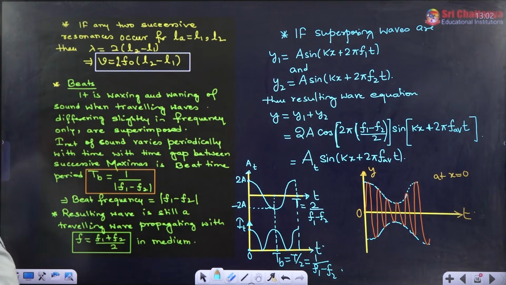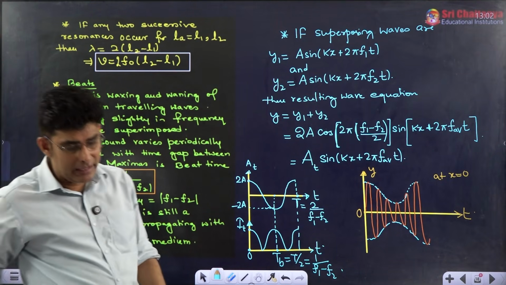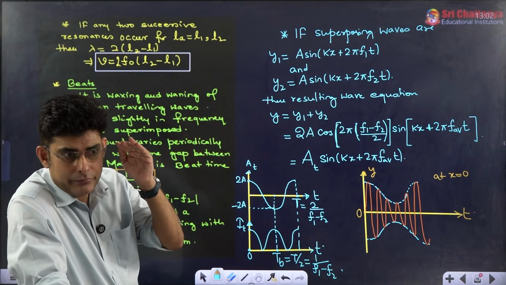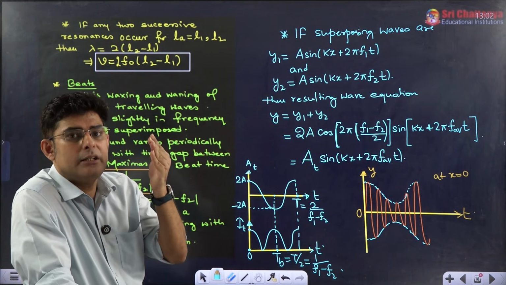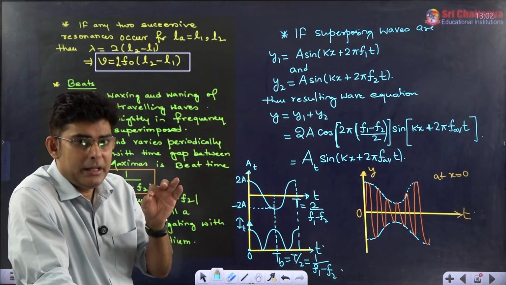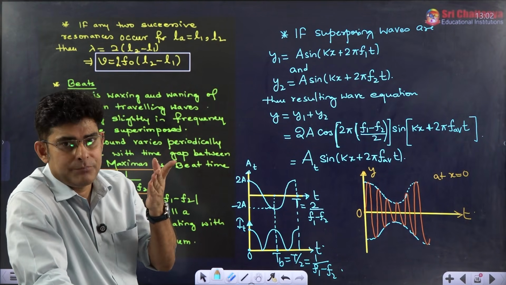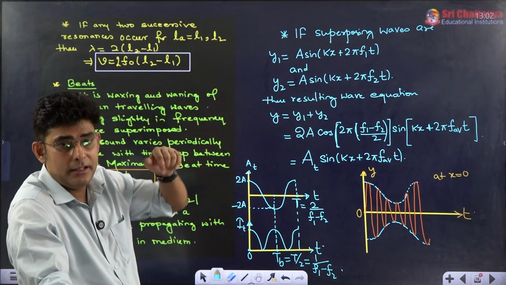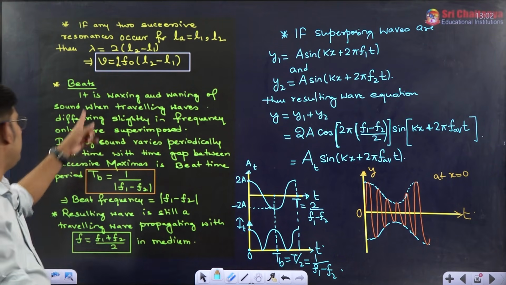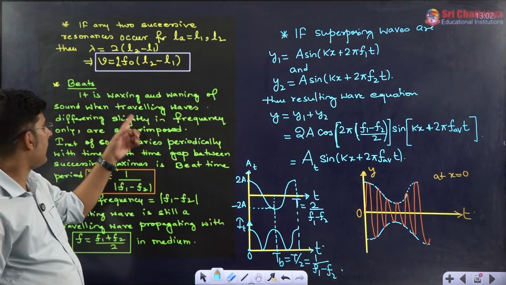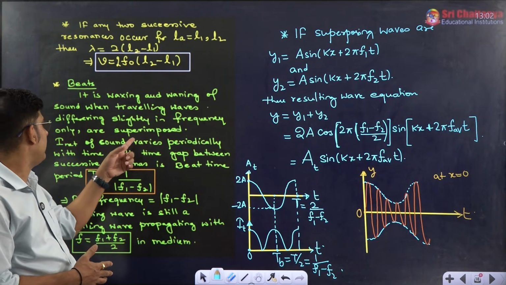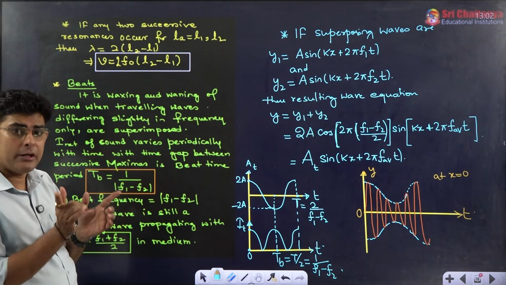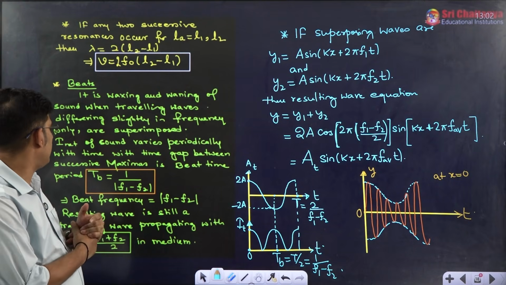Now the last point we come to is what is called beats. Sometimes when we hear sound, we can hear the variation in its intensity. At a given place, intensity will vary with time. That waxing and waning, waxing meaning increasing, waning meaning decreasing, of intensity of sound is called beats. When does it occur? When we have traveling waves differing slightly in frequency and they are superimposed. Their superposition gives us beats.